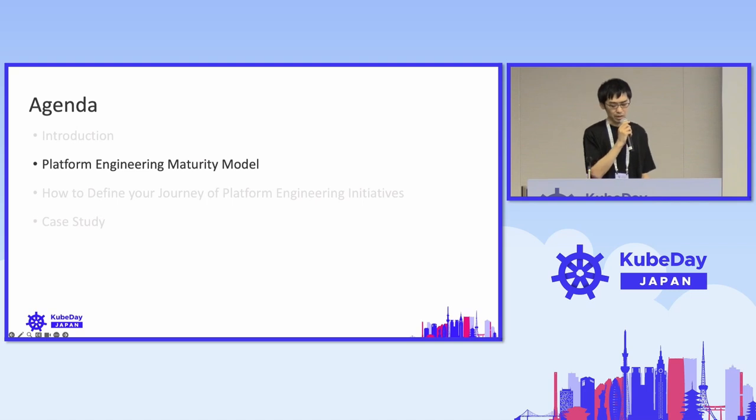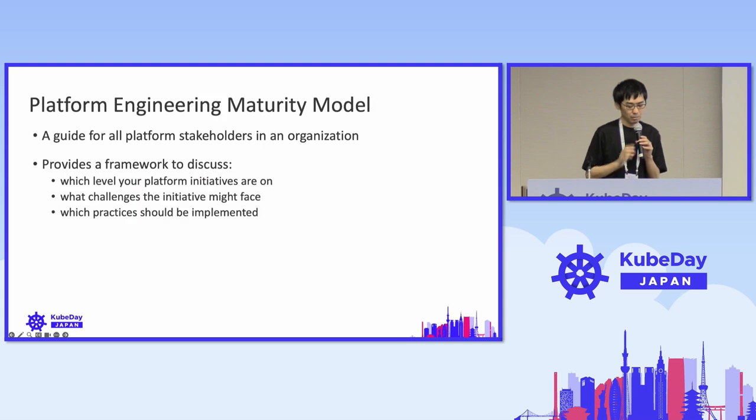Let's dive into the maturity model and have a look at this. The maturity model is a very useful method for organizations practicing platform engineering. It provides a format to discuss which level your platform initiatives are on, what challenges your initiative might face, and what practices should be implemented. For platform success, collaboration among stakeholders, including CTOs, engineering managers, and platform product managers, is essential. The model provides a common language for them that will significantly assist in achieving success.